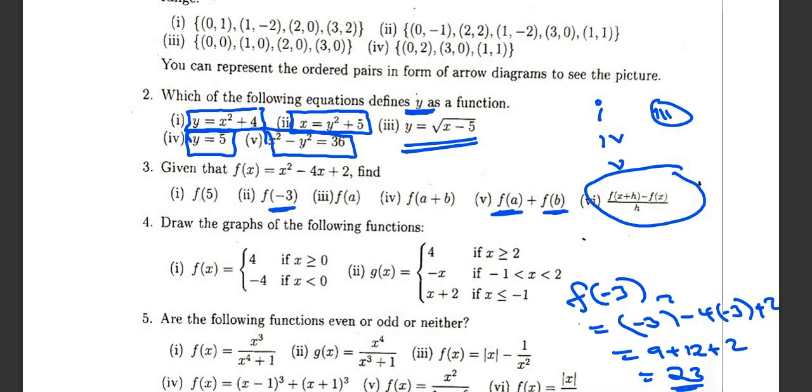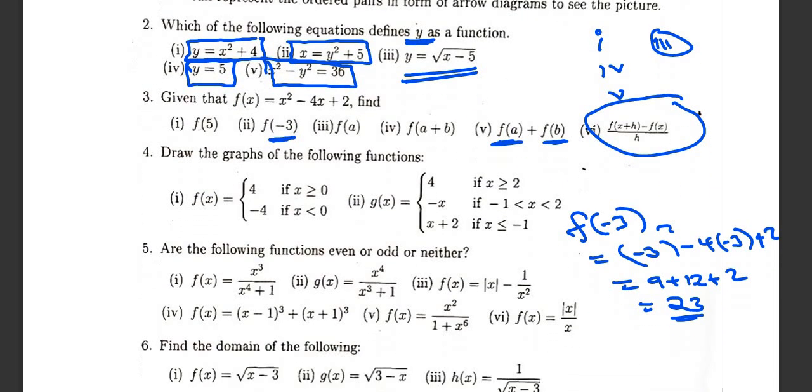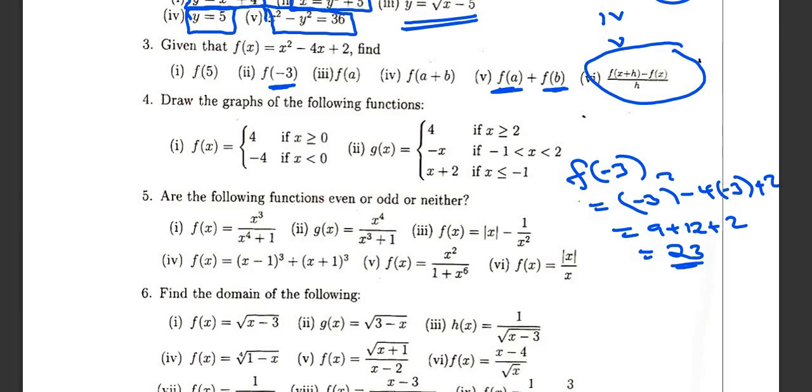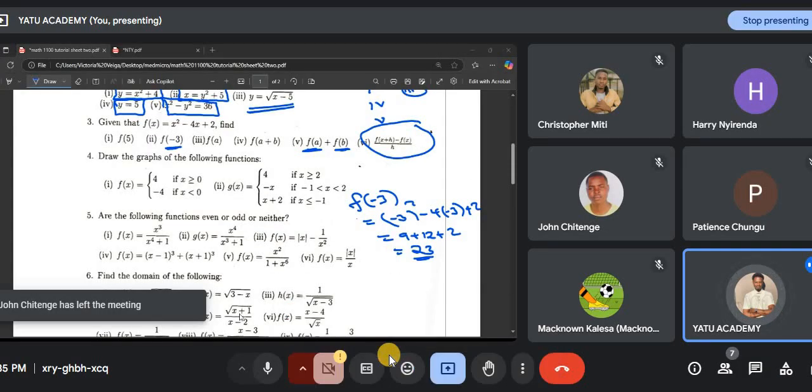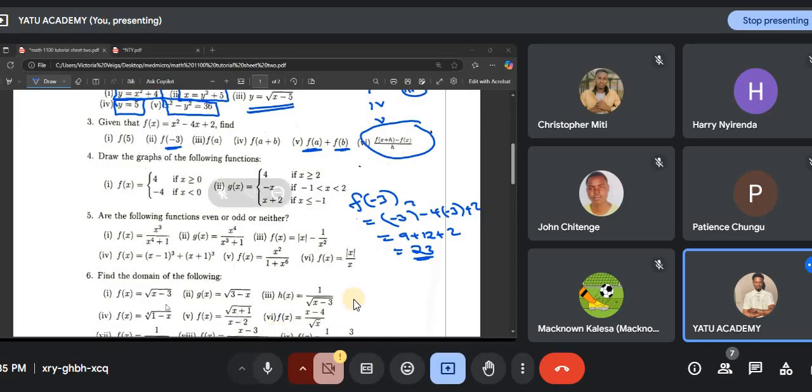Hope that's okay. Is everyone okay with this? Any questions? John, is this okay? You have any questions? Any questions, guys? Or this is okay? Okay, seems there are no questions.